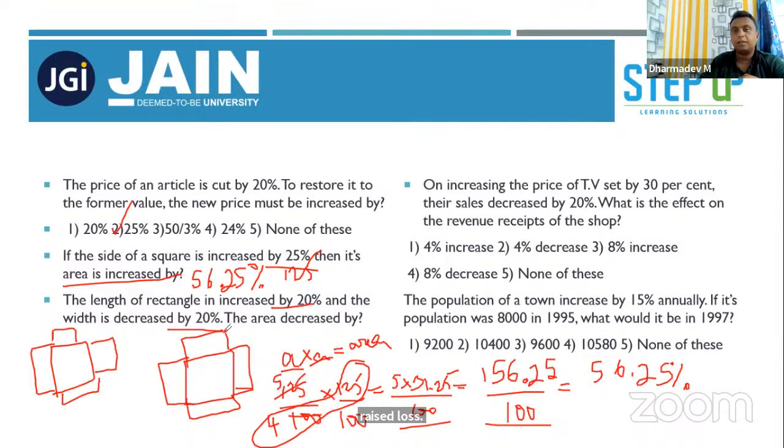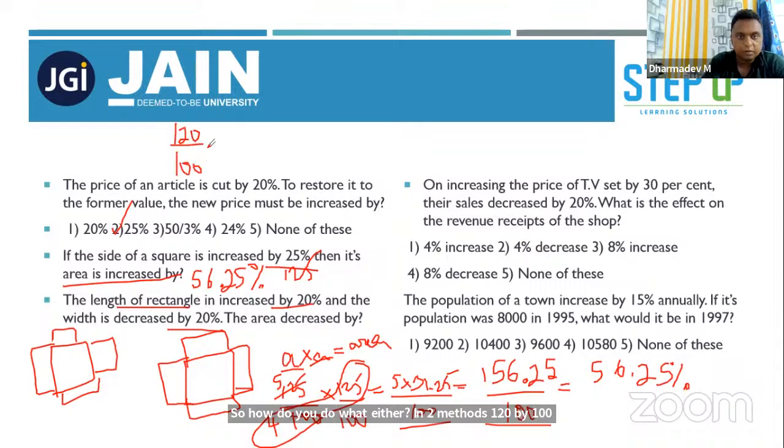Are you clear with that? So since it's a rectangle, increase by 20, decrease by 20. So how do you do it? Either in two methods, 120 by 100 times 80. No, that's what I'm telling Lewis. Lewis is not reading the question or not listening to my words.